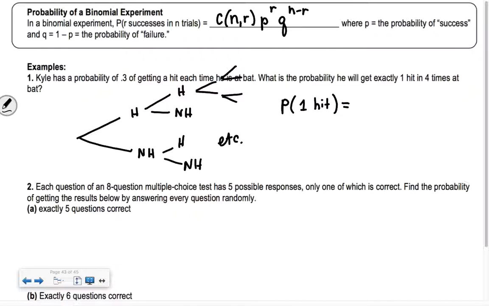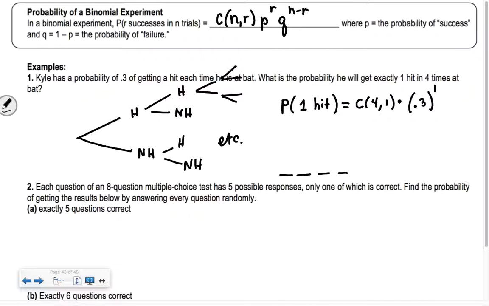So how many ways can I select the spaces, right? If I put those spaces out and I said, okay, I could have hit, no hit, hit, hit, right? Right, 1 hit, 3 no hits. What do I put for my combination? I do combination 4, choose 1. I'm choosing the 1 spot for that hit. Okay, well, what's the probability of success? What's the probability of getting that hit? For each time he's at bat, it's a probability of what? 0.3.